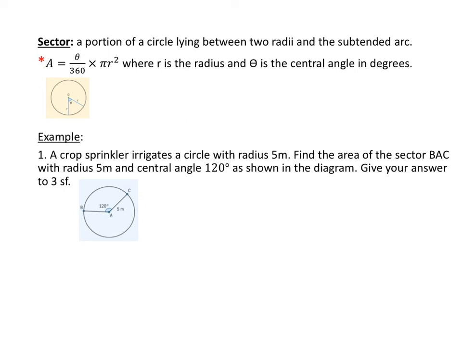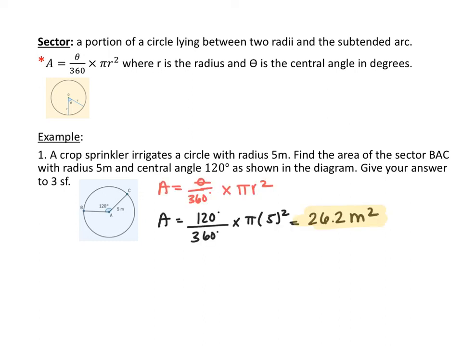So go ahead and pause the video and try that. So just plugging in theta to be 120 degrees, because that's your central angle, and your radius to be 5, you should end up with 26.2 square meters.